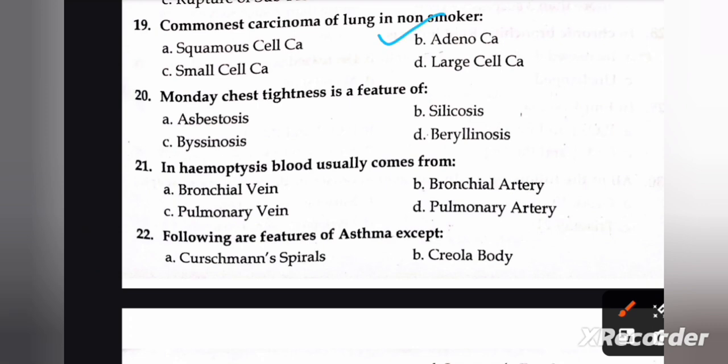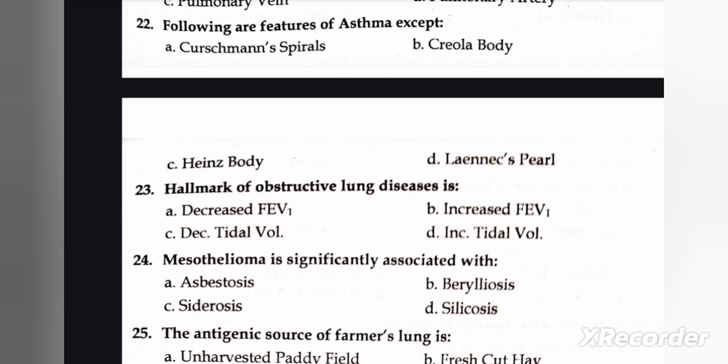Next question is Monday chest tightness is feature of A asbestosis, B silicosis, C byssinosis and D berylliosis. The right option is C, byssinosis. Next question is in hemoptysis, blood usually comes from A bronchial vein, B bronchial artery, C pulmonary vein and D pulmonary artery. Right option is B, bronchial artery. Next question is following are the features of asthma except A Curschmann's spiral, B Creola body, C Hinge body and D Charcot-Leyden crystal. The right option is C.